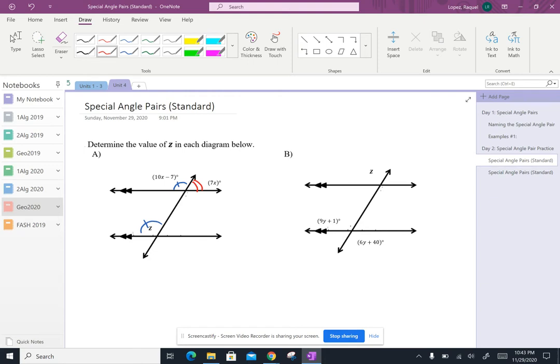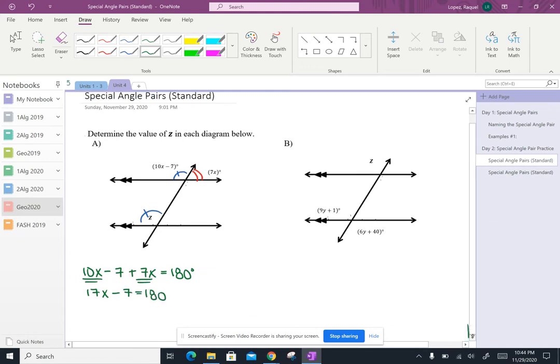So I know that the red and the blue angle that I just marked are supplementary, which means they add up to 180 degrees. So the expression I can set up is 10x minus 7 plus 7x equals 180 degrees, because again, they make a straight angle and straight angles measure 180 degrees. The next thing I want to do is combine any like terms I see. Well, 10x plus 7x, I can combine those and that will get me 17x. Then I just want to copy down the rest of my equation.